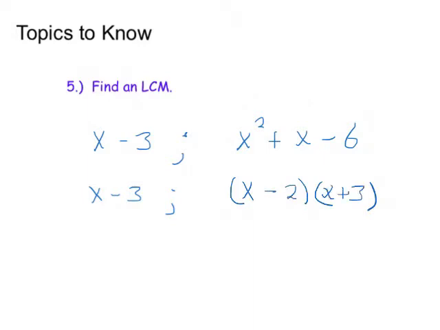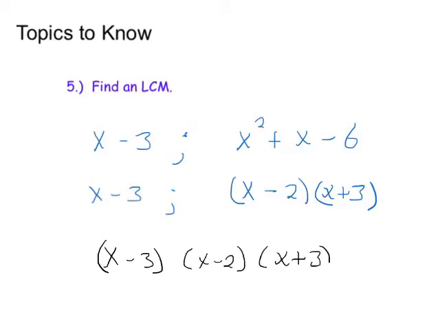All right, now let's make an inventory, a list of all the different factors we have. I have an x - 3 factor, I have an x - 2 factor, and I have an x + 3 factor. So I have 3 different factors. I'm going to make a list of these 3 factors here. So let's put an x - 3 right there, and then I have an x - 2, so I'm going to put that one there, and then I have an x + 3, so I put that one there.